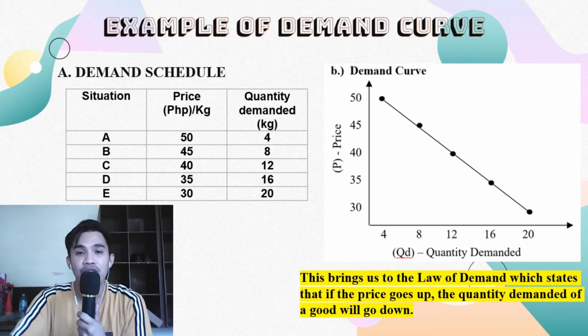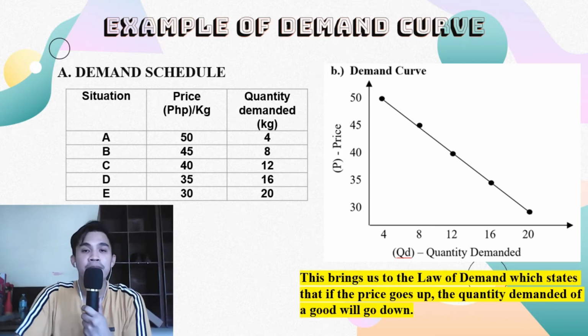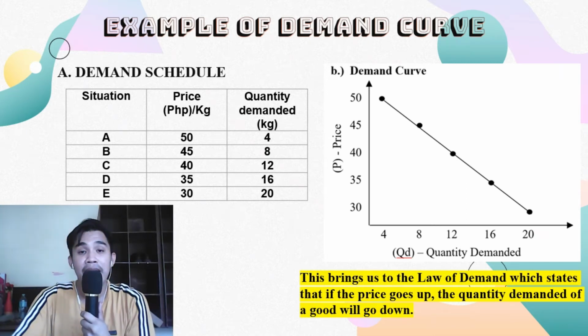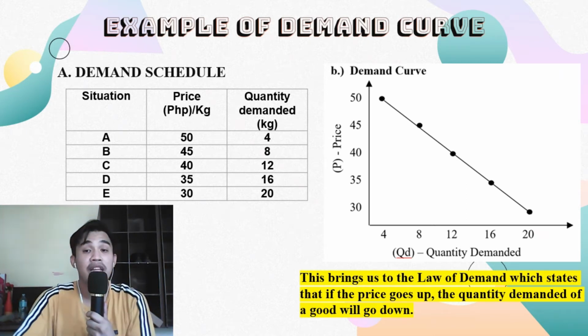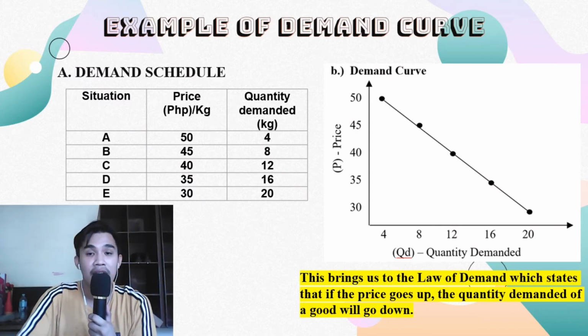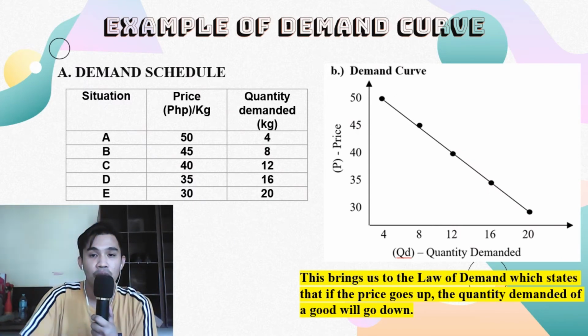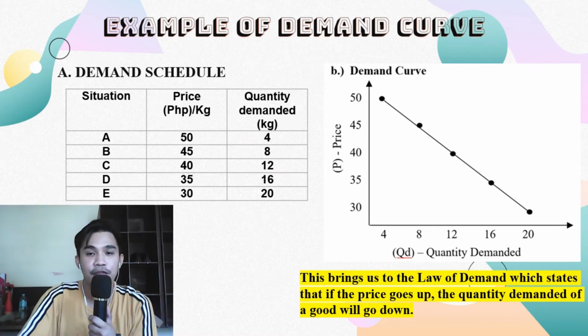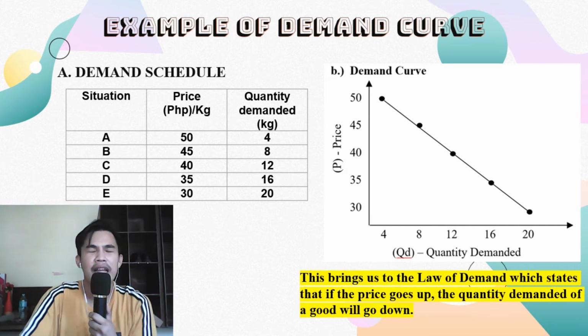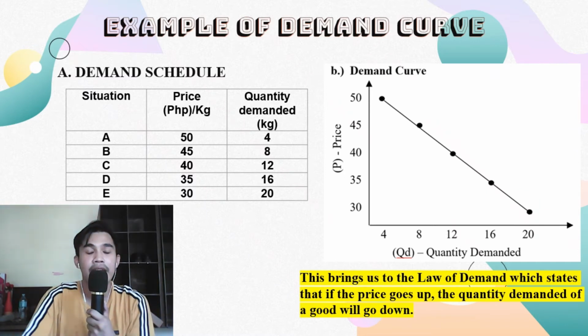The price is dependent on the quantity demanded. So therefore, if we are going to plot that in our Cartesian plane, the quantity demanded, we are going to plot that on the x-axis. Just like what you have seen in this illustration, we plot the quantity demanded, or the kilos, on the x-axis, where we have 4, 8, 12, 16, and 20. While the price, we plot that on our y-axis. So 30, 35, 40, 45, and 50.